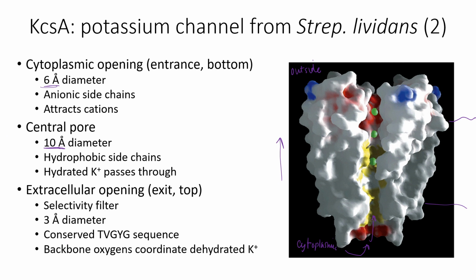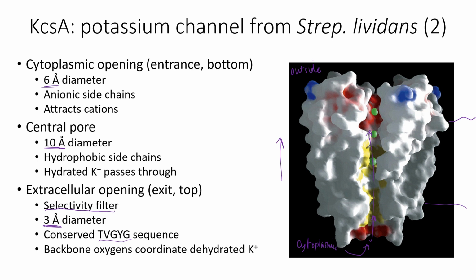Okay, and then next, the potassium first entered the cytoplasmic opening, passed through the central pore, and now it's going to arrive at this extracellular opening, which is the exit towards the outside of the cell at the top of this diagram. This is where the selectivity filter is located. One component of this is the diameter. It's very small, only 3 angstroms. And in addition to this, it has this conserved sequence of TVGYG. We'll see more about that in the next diagram.